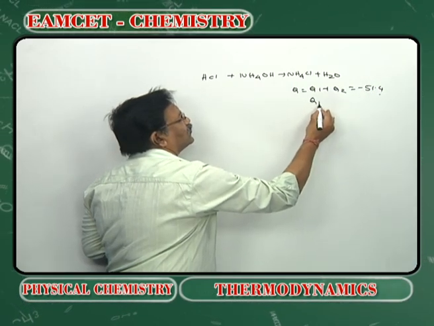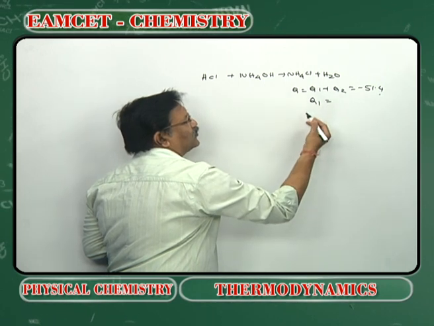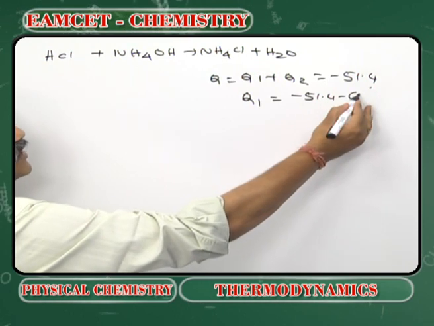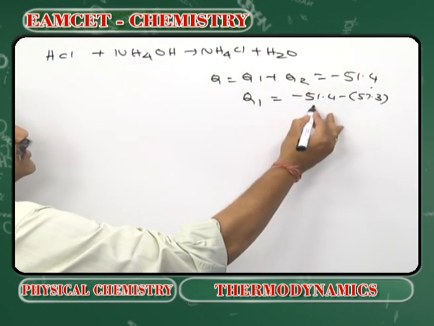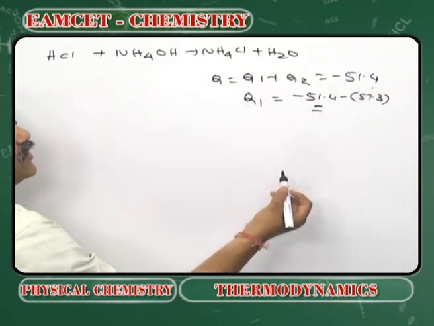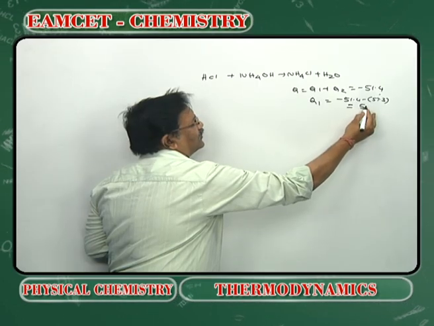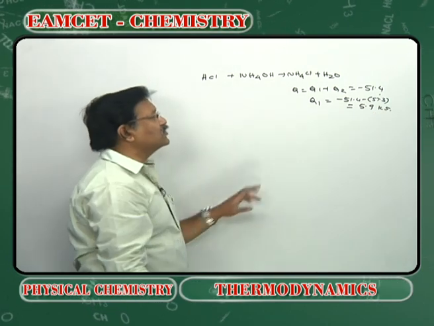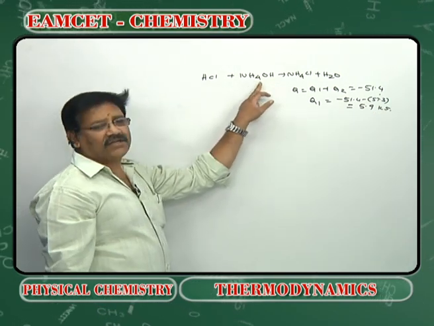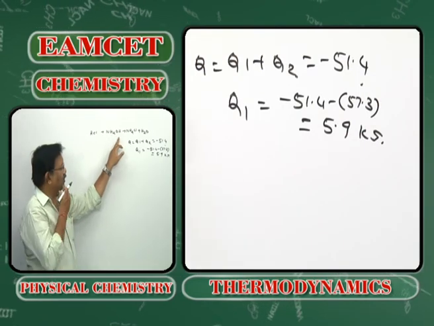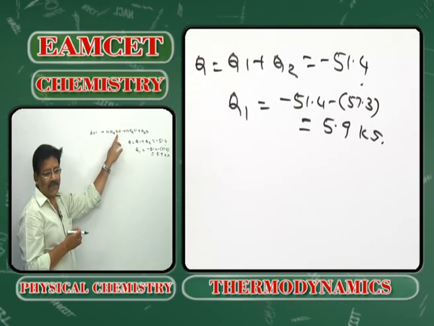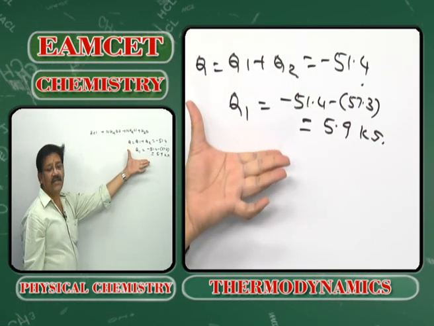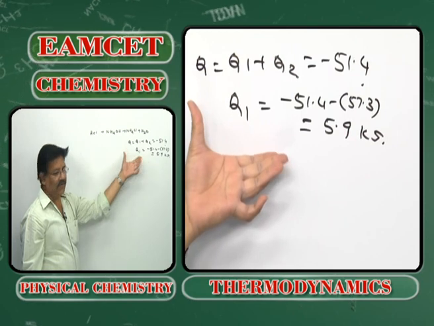Therefore, what will be the Q1 value? Minus 51.4 minus of minus 57.3, that is equal to minus 5.9 kilojoules. What does Q1 stand for here? Heat of ionization of ammonium hydroxide. So from the first equation we get the heat of ionization of ammonium hydroxide.